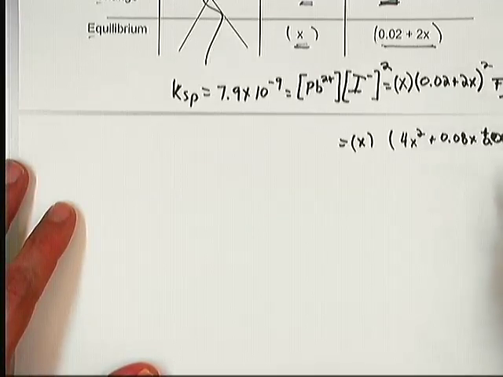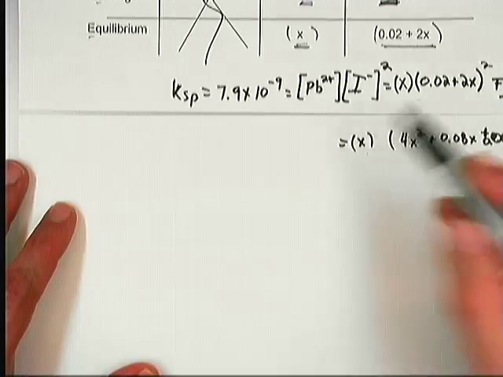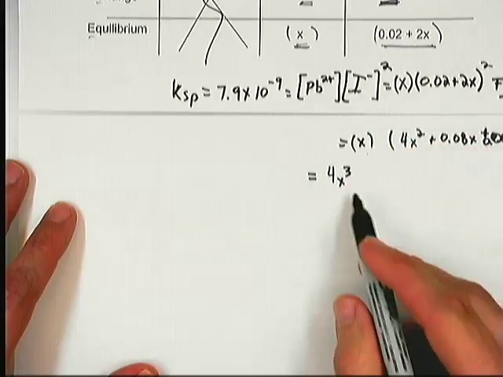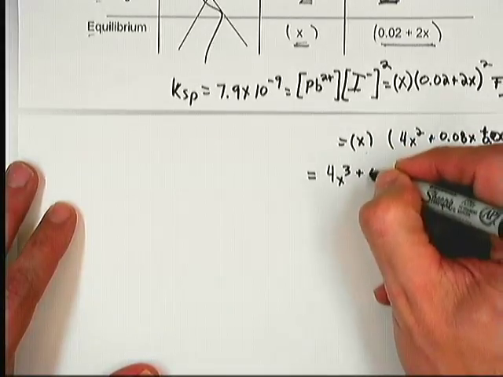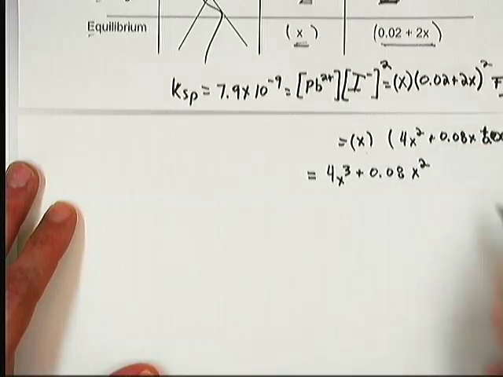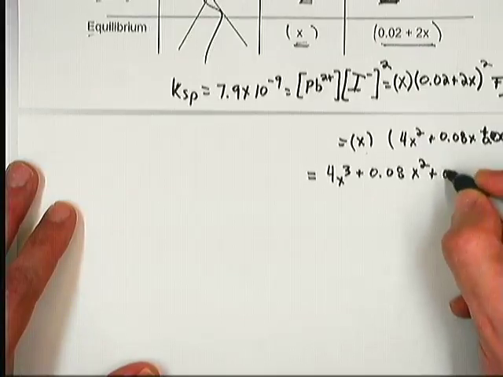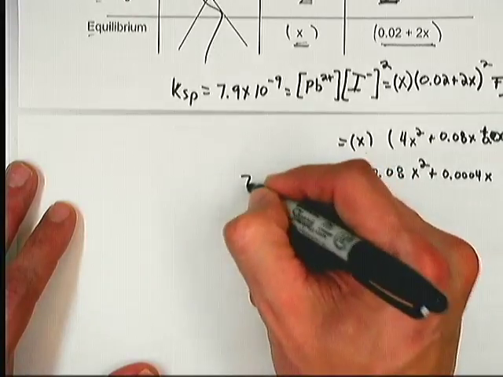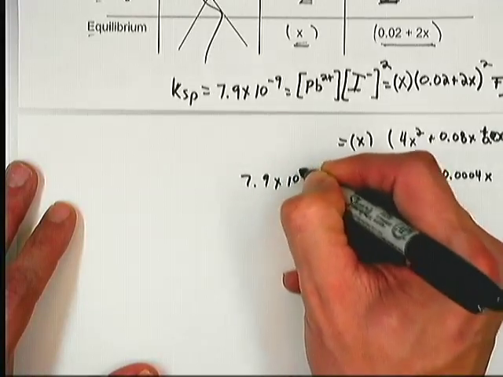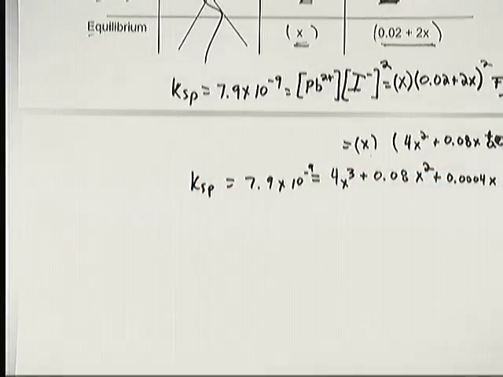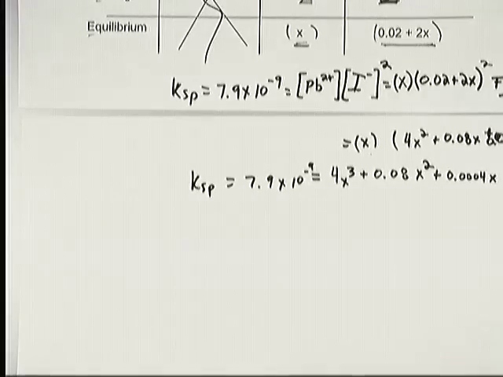Just squaring it, basically. I can now distribute this x. In doing that, I'll get 4x to the third power plus 0.08 x squared plus 0.0004 x. And that whole thing has got to equal 7.9 times 10 to the minus 9, because that's, of course, our KSP value. Alright, so hopefully that makes a lot of sense to you, what we've come up with right here.